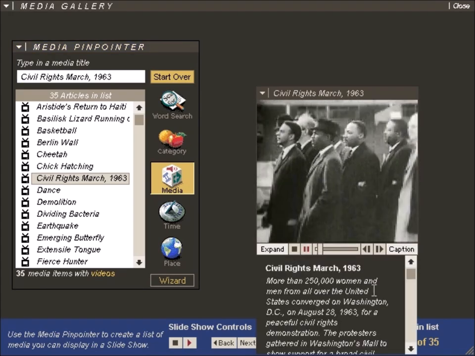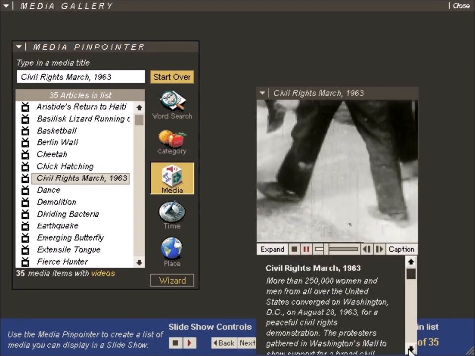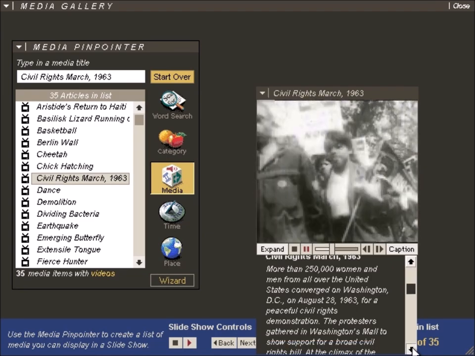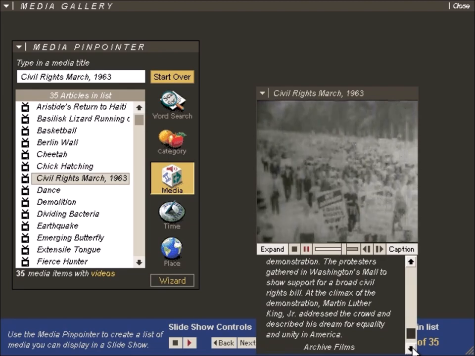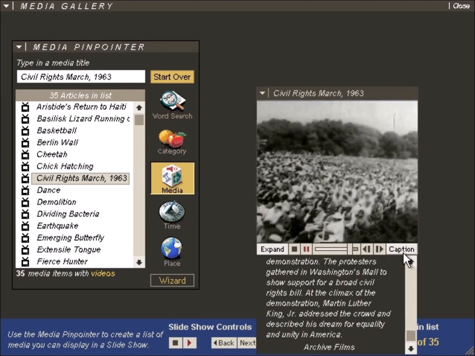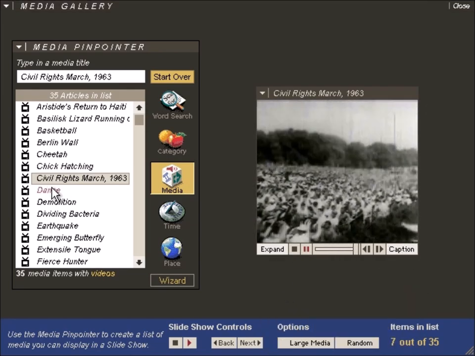In August 1963, as Southerners in Congress delayed action on the new bill, civil rights groups organized a massive march on Washington. More than 250,000 people filled the mall, from the Lincoln Memorial to the Washington Monument.